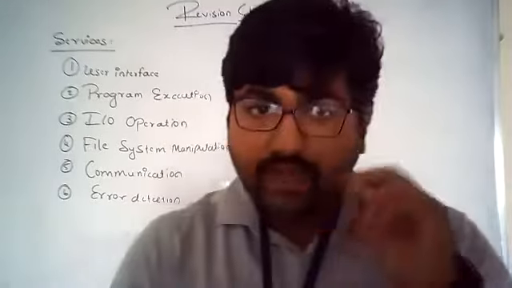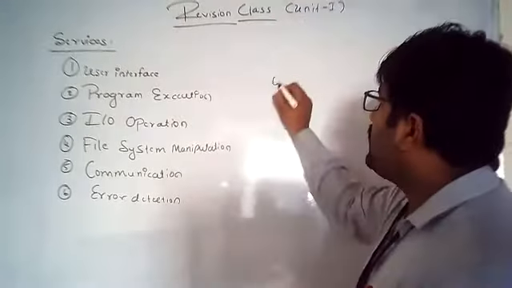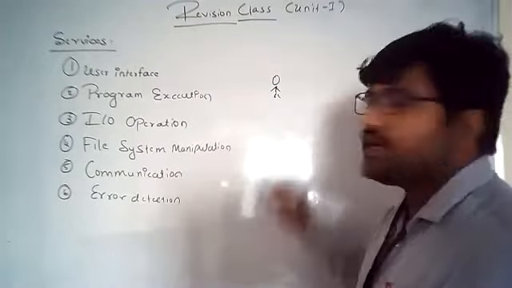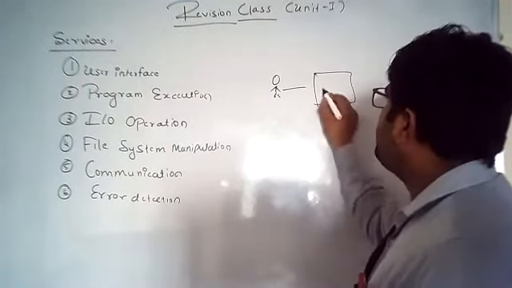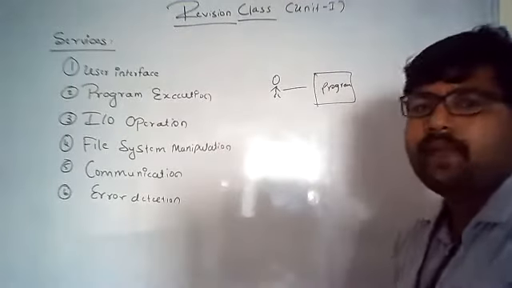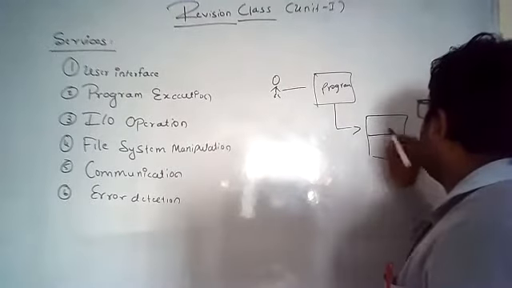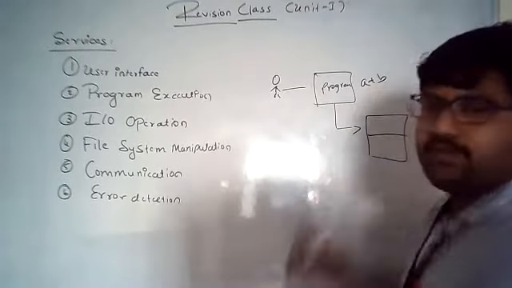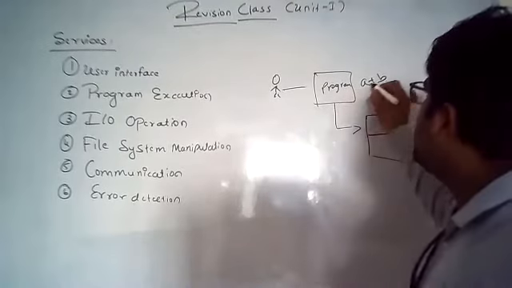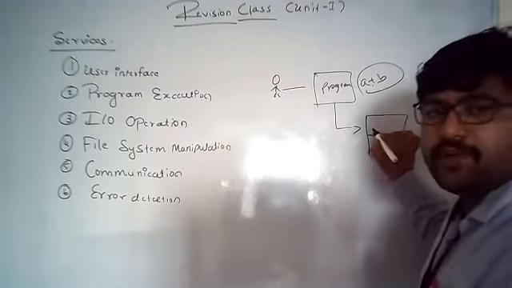Program execution is the main service given by the operating system to the user. What do you mean by that, sir? A user is going to write a program, then this program is going to be loaded onto memory. Assume that a plus b is there in this program. A plus b, that is addition operation. This program is loaded into the memory.